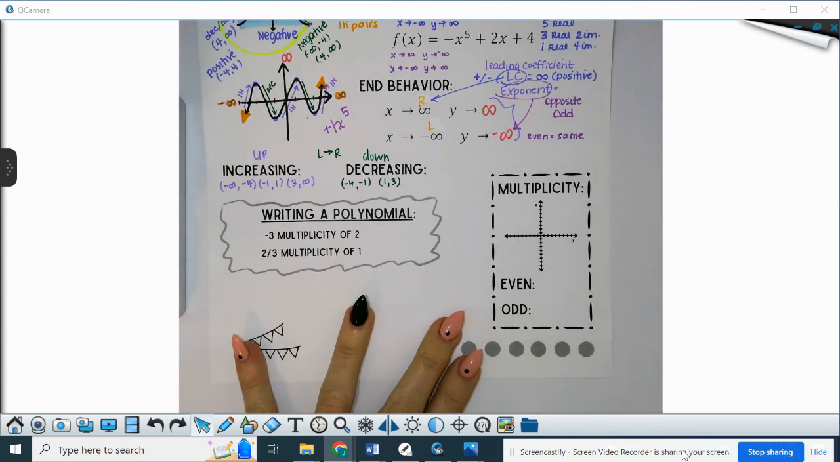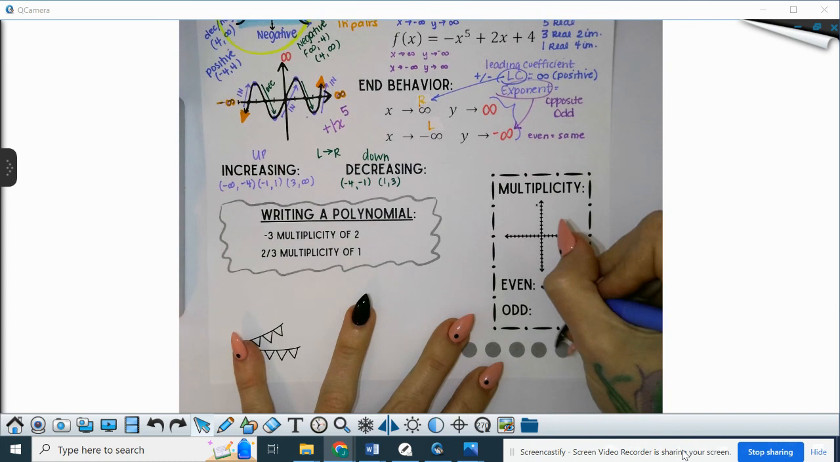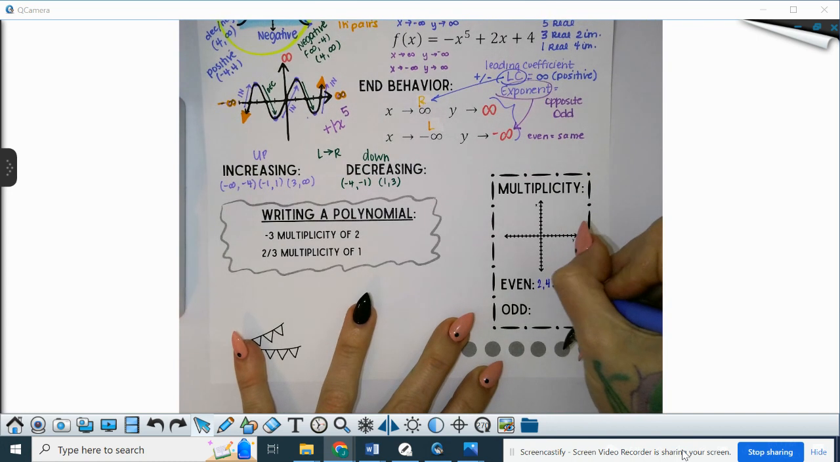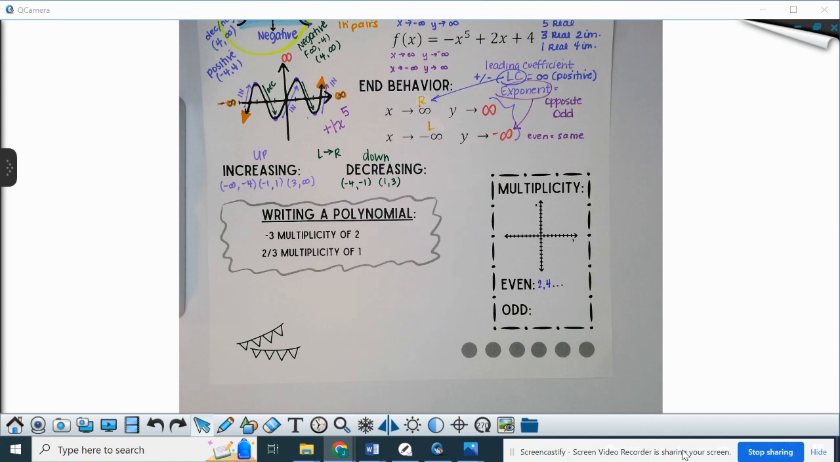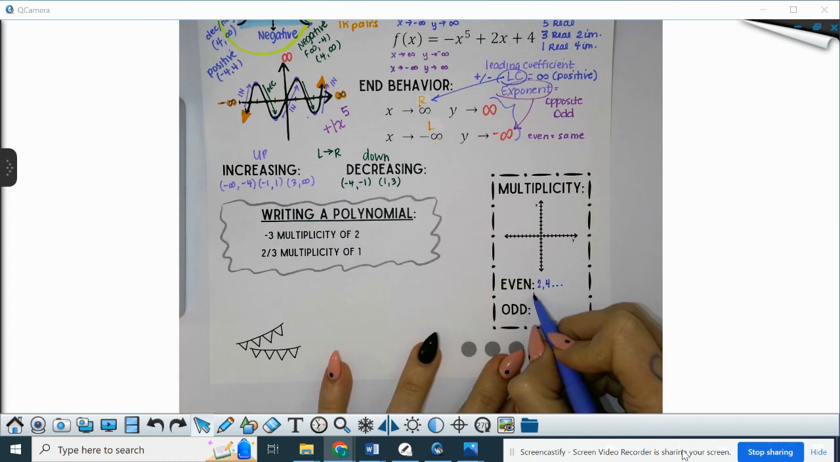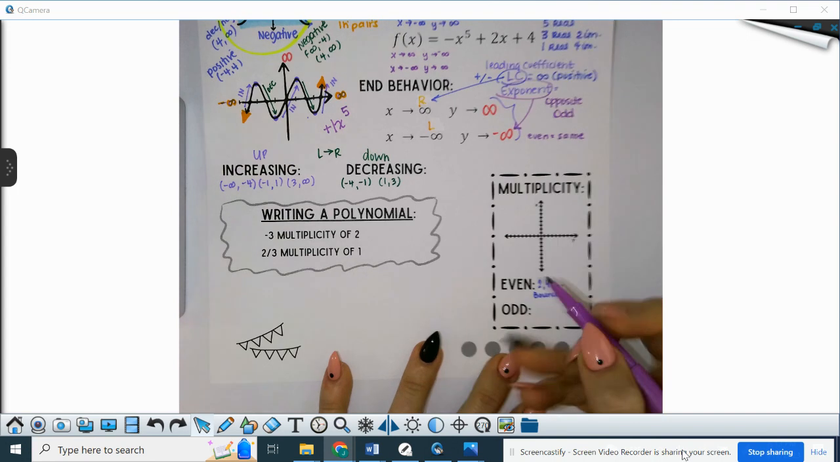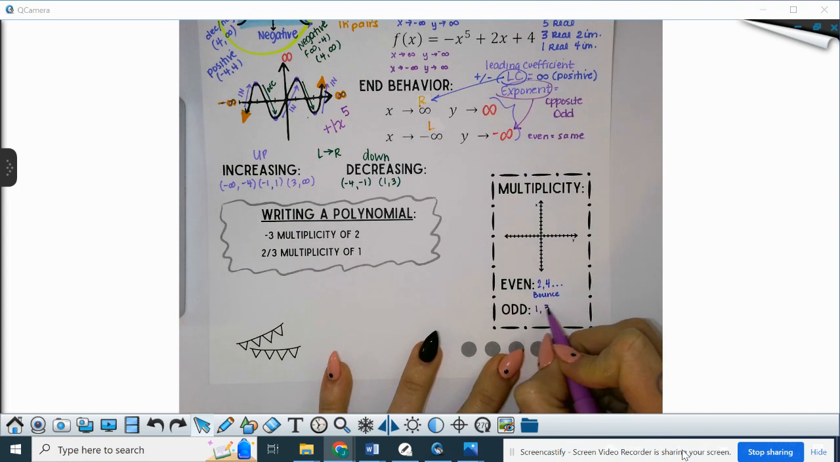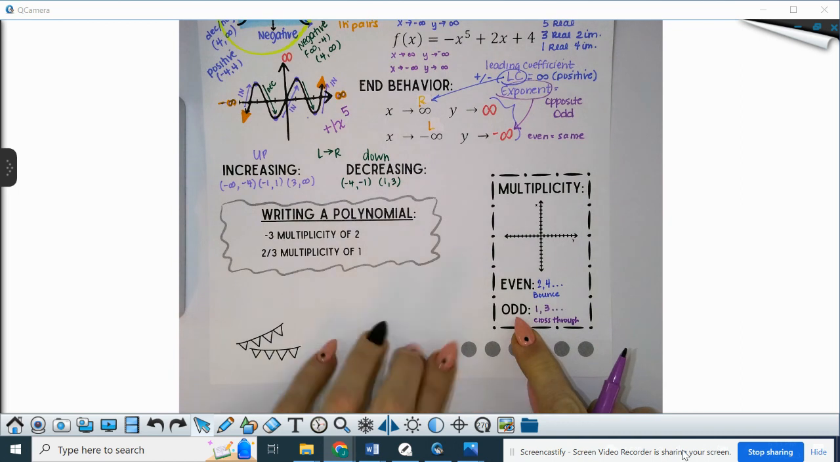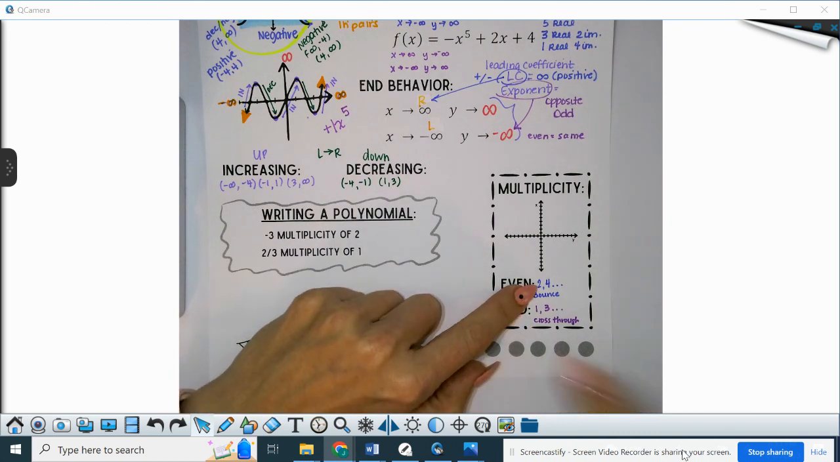Multiplicity. So that's how many times it happens. If it's an even multiplicity like 2 or 4, and then all the way down the line, mostly we see 2 and 4, this is going to be a bounce. If it's odd, which we normally see as like a 1, every now and again a 3, but remember that's 5, 7, all the way down the line, this is going to cross through. So think like a linear equation is a cross through. Think like a quadratic is a bounce.